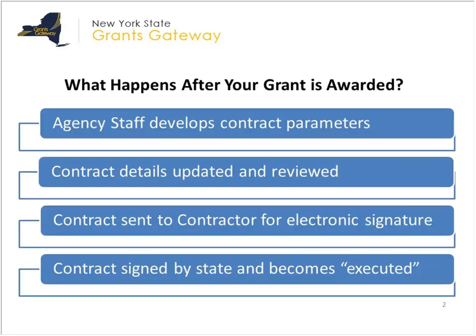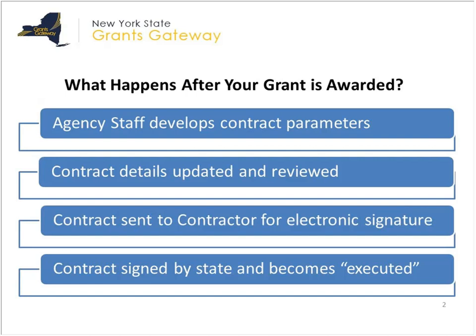First, I would just want to let you know what has been happening behind the scenes since your contract was awarded. You received an award letter, and the state agency staff had to develop contract parameters. For instance, is there an advance or not an advance? In your case, they're all requested 25% advances, so you could request an advance. They have to set all those details up in the system in the back end before they get the contracts over to you. The contract details are updated and reviewed.